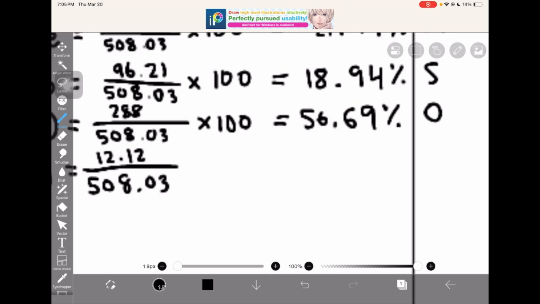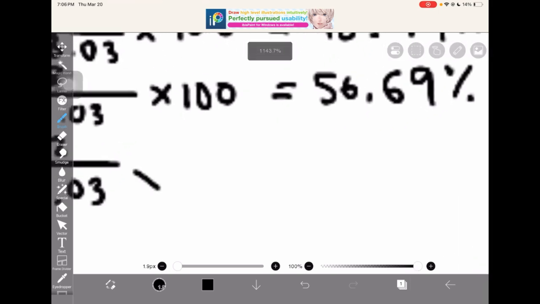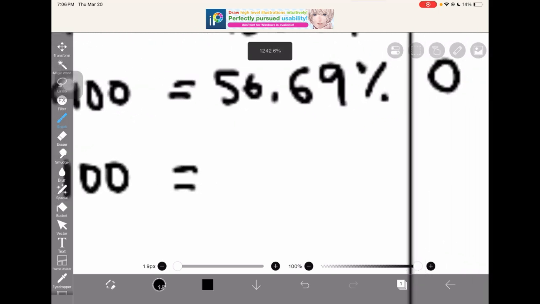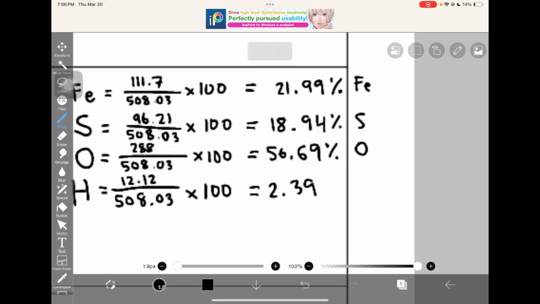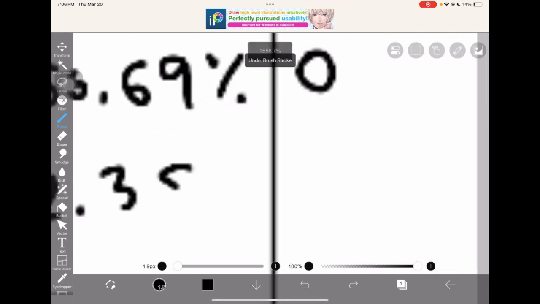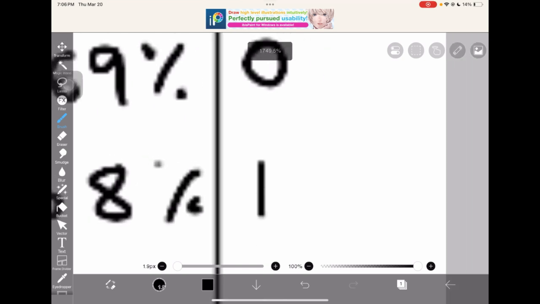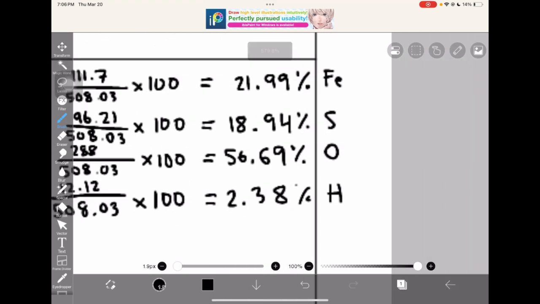And last but not the least, we have the hydrogen, which is 12.12 all over that. And that's just equal to about 2.39. So let's add all of these to go. 2.38, I think. Yeah, so we have to add all of these and make sure it's 100.